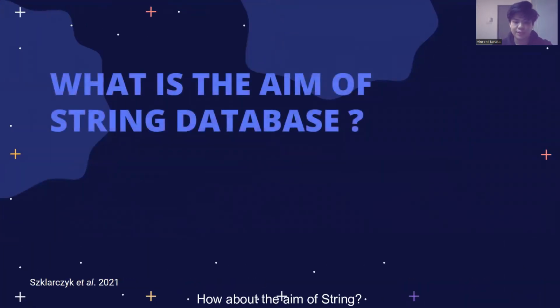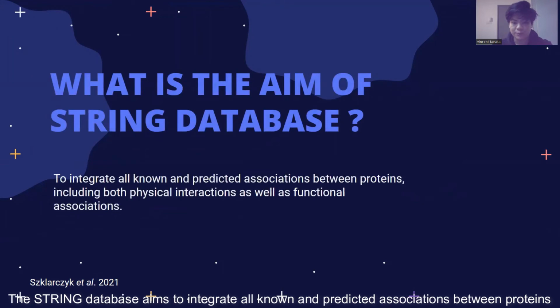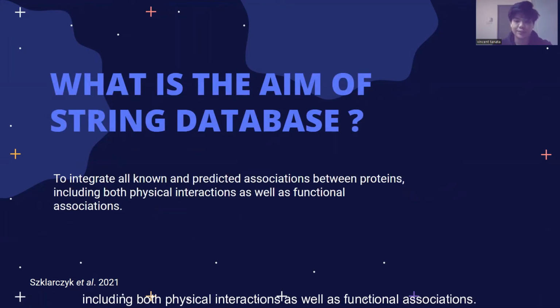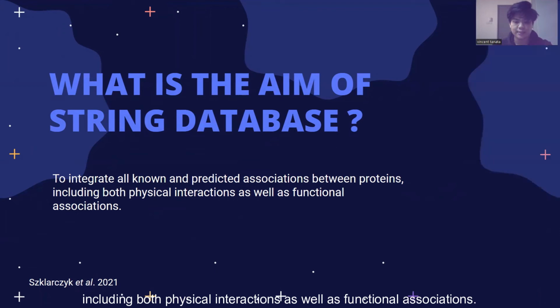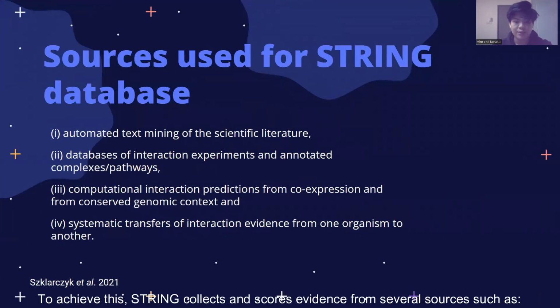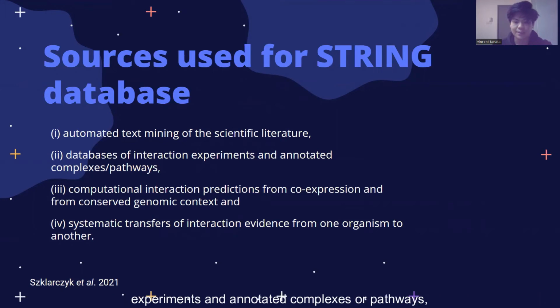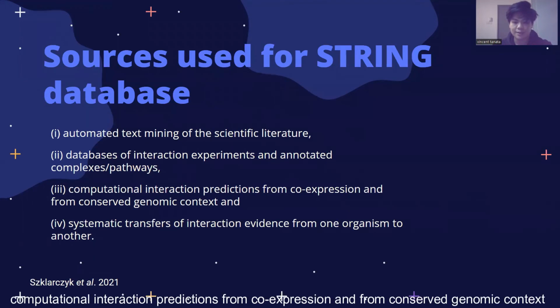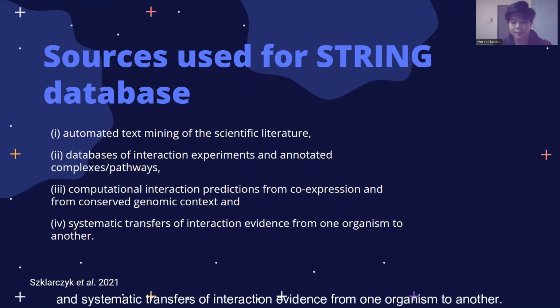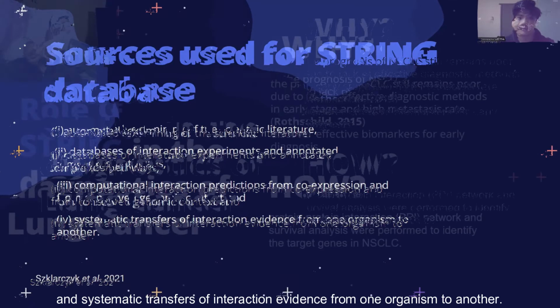How about the aim of STRING? The STRING database aims to integrate all known and predicted associations between proteins, including both physical interactions as well as functional associations. To achieve this, STRING collects and scores evidence from several sources, such as automated text mining of the scientific literature, databases of interactions, experiments, and annotated complexes or pathways, computational interaction prediction from co-expression and from conserved genomic context, and systematic transfer of interaction evidence from one organism to another.